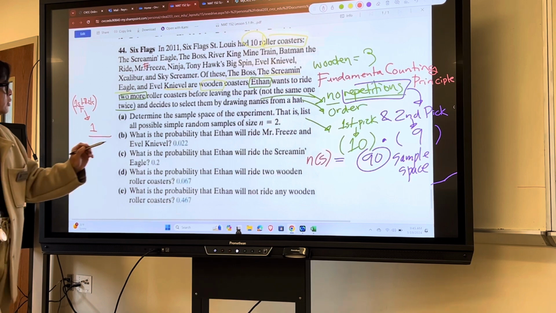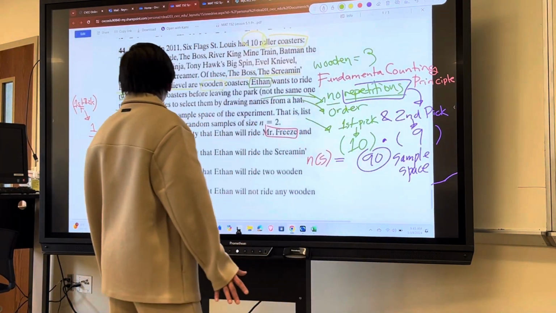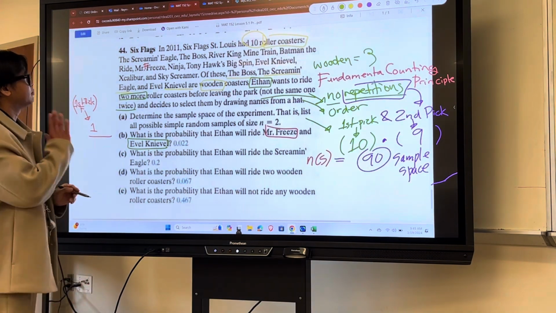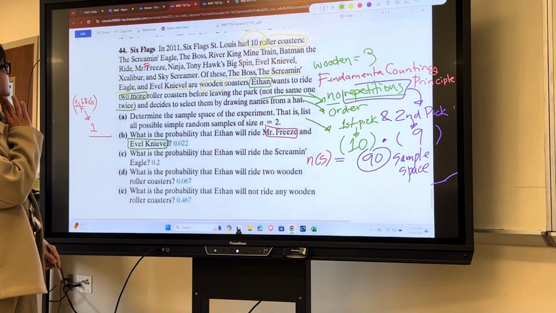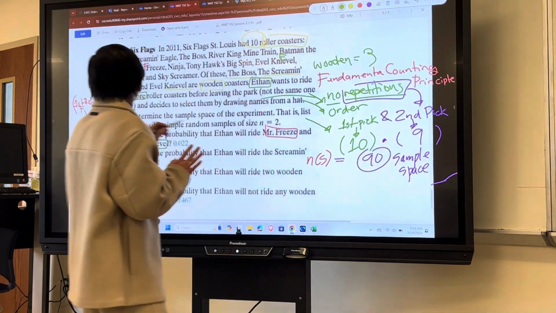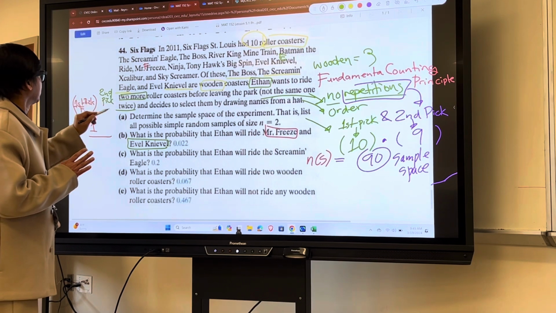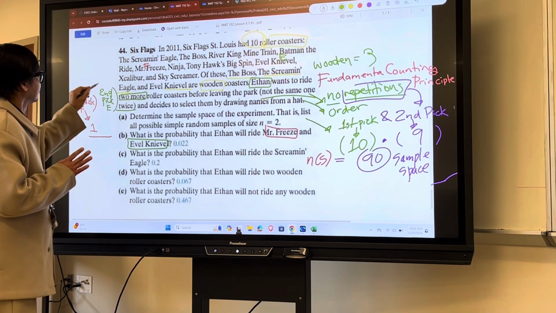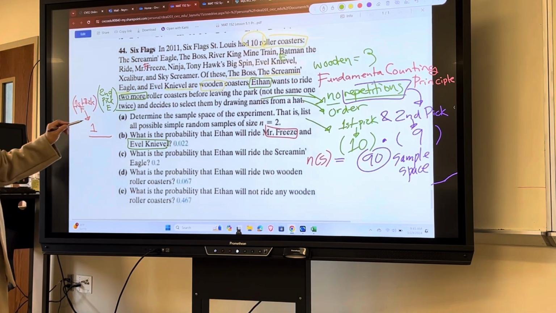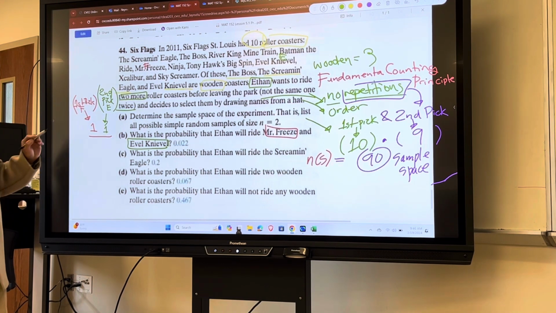Where's that? Evil Knievel, right? So let's color it green. With that, let's make it letter E. Where's that? The Evil Knievel in here. Letter E. So that means in here, the second pick is Evil Knievel. Okay. So let's put it in here, 1 as well, right? Since there are 2 desired events, we're gonna multiply them all together, right?